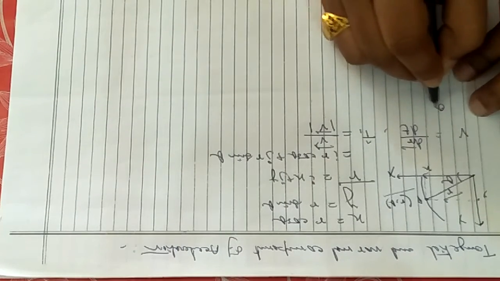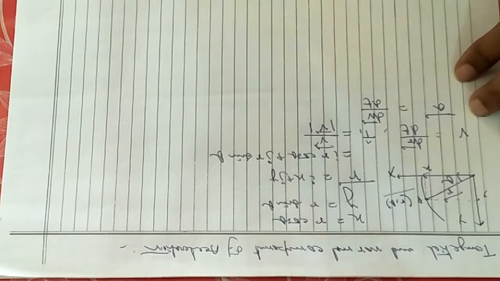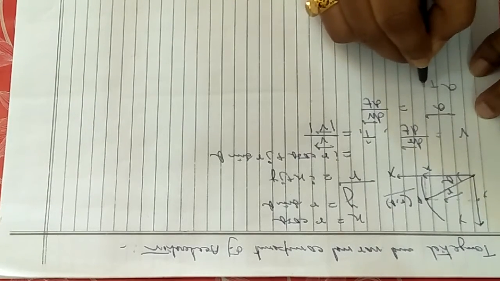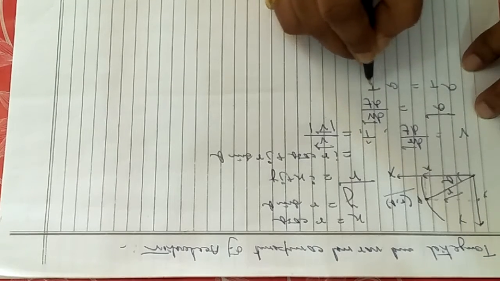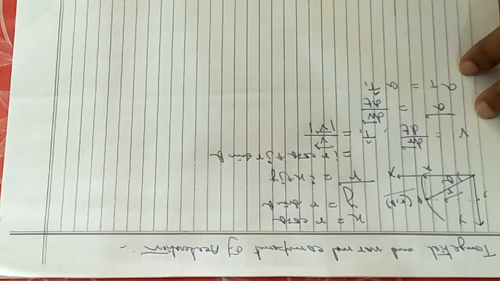How to get the acceleration? Acceleration will always be equal to dv/dt. Simple. So the transverse component of acceleration, at, will be equal to a dotted with the transverse direction unit vector, a into t cap.